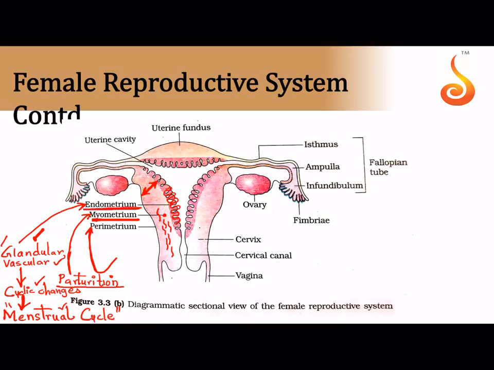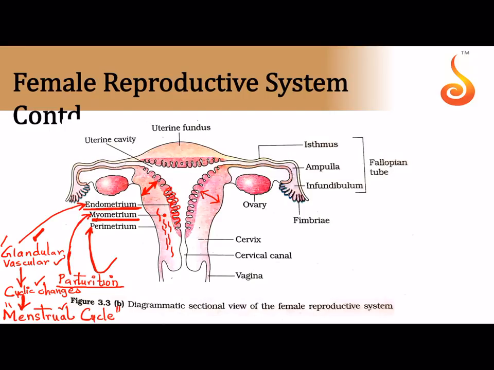So please think and tell me now, did you all write down the 3 layers in the wall of the uterus? What are the 3 layers in the wall of the uterus? Inner, endometrium; middle, myometrium; outer, perimetrium. Very good. Now the endometrium is glandular and vascular and undergoes cyclic changes every month in female primate mammals, and that cyclical change is called the menstrual cycle. Very good. Then the myometrium, where is the myometrium? Inner, outer, or middle? Middle layer.